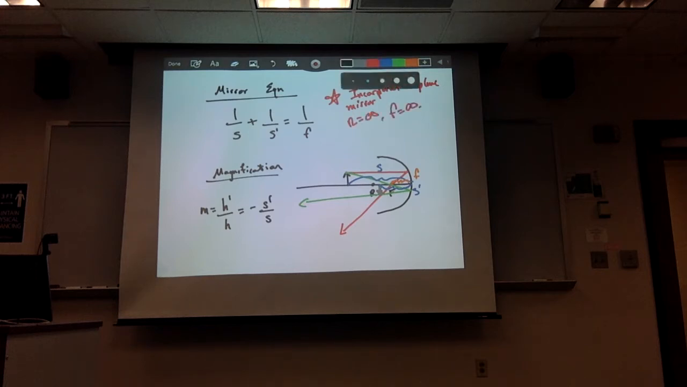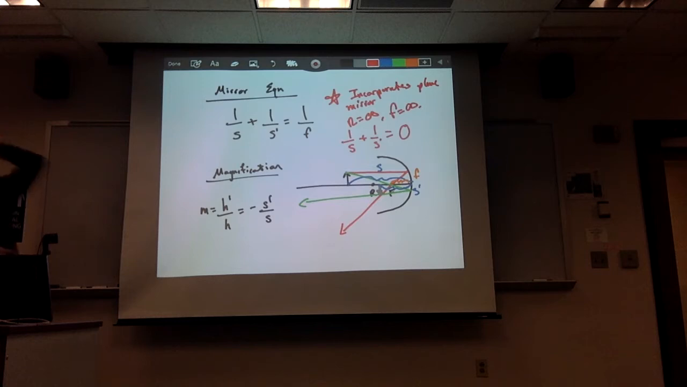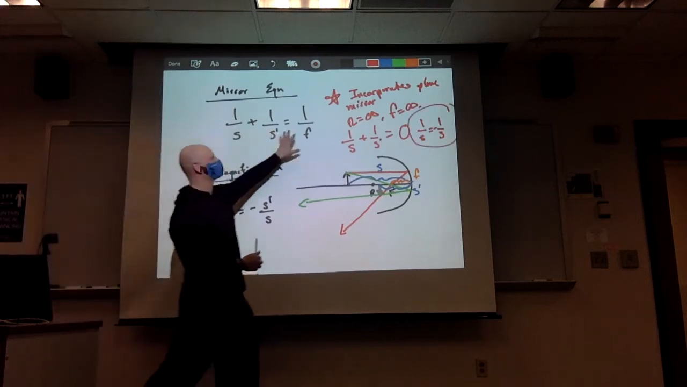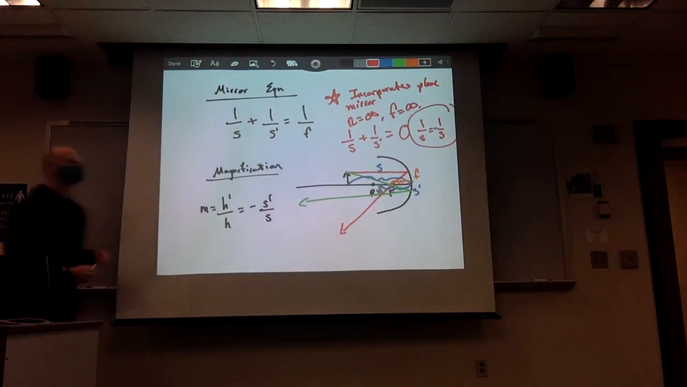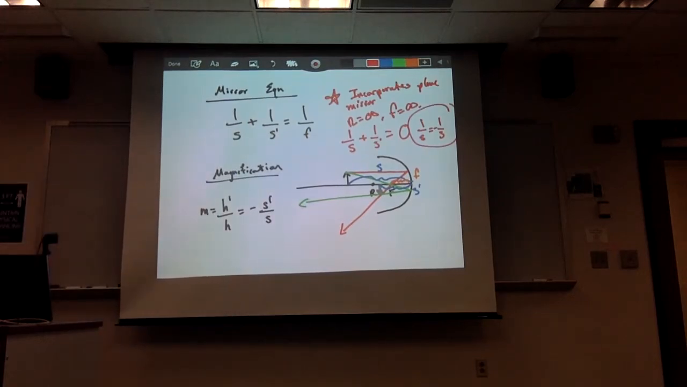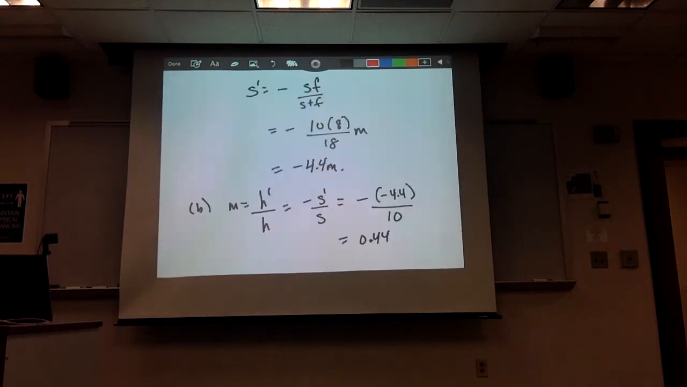So what happens in that case is you simply get that 1 over the object distance plus 1 over the image distance is equal to 0, because 1 over infinity is equal to 0. Which means 1 over the object distance is equal to minus 1 over the image distance, which gives us exactly the expression that we want. So this actually incorporates both spherical mirrors and plane mirrors. It's already embedded inside of it, so we don't have to worry about writing down separate things for plane mirrors. But anyways, we've now seen how to create images from reflections.